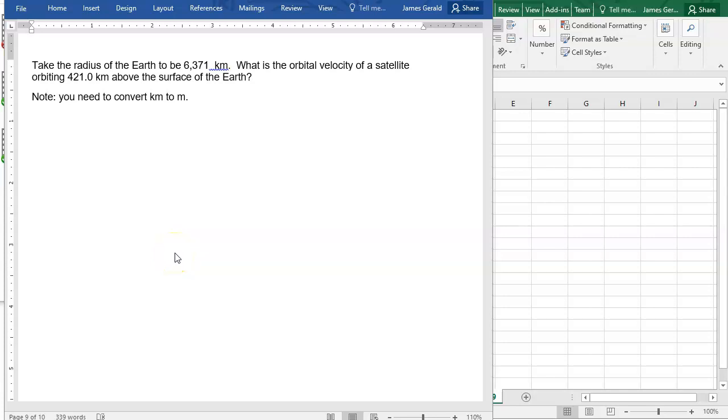Take the radius of the Earth to be 6,371 kilometers. What is the orbital velocity of a satellite that's 420 kilometers above the surface of the Earth?